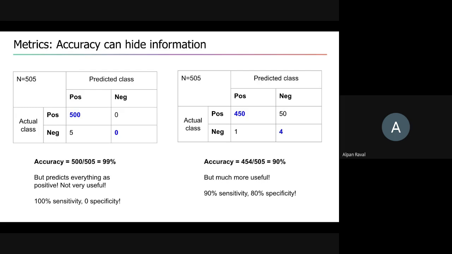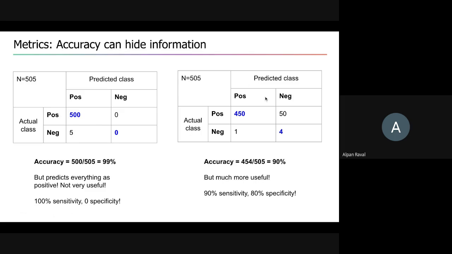No matter what individual comes, if you think of this as some kind of test for a disease, it is predicting everybody to be positive. Right? And so it's not very useful. And it has 100% sensitivity. So you have 100% recall on the positives, but 0 specificity. None of the negatives are being caught by the test, actual negatives.